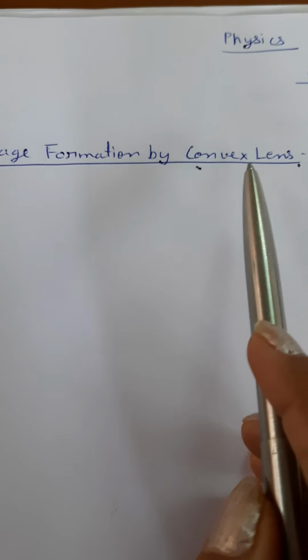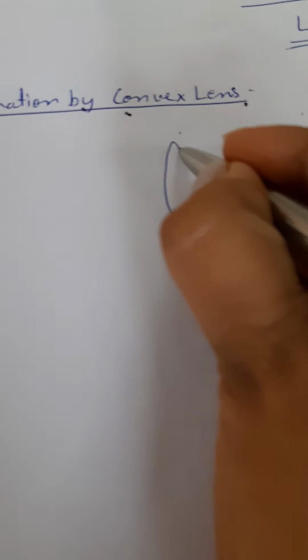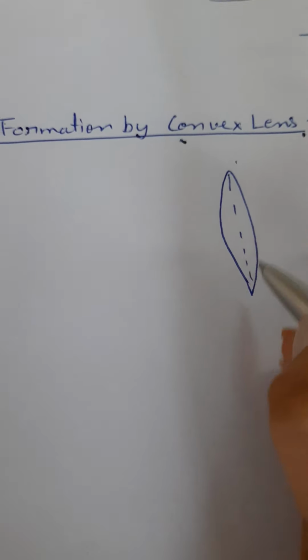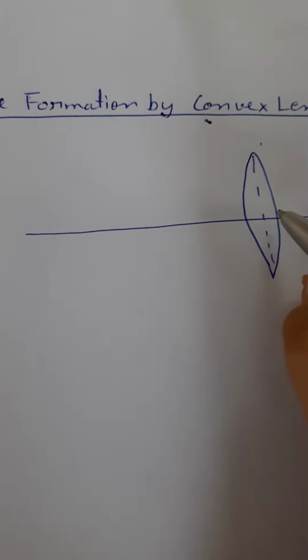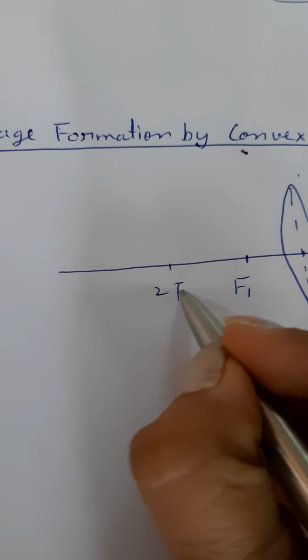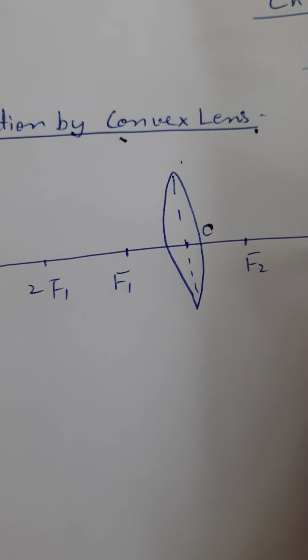When incident rays are falling on a convex lens, how will it form an image for the different positions of the object? So for the first one we will discuss, suppose we are having a convex lens, this one. What are the points which we will mark? First of all, we will draw the principal axis. This is the optical center. Here it is F1, it is 2F1, this is F2 and this is 2F2.